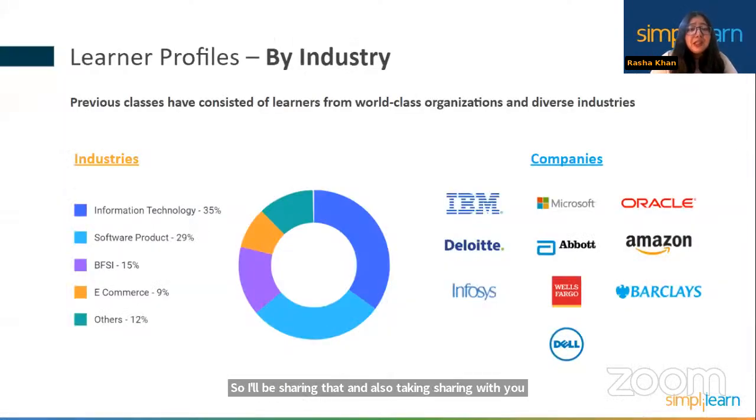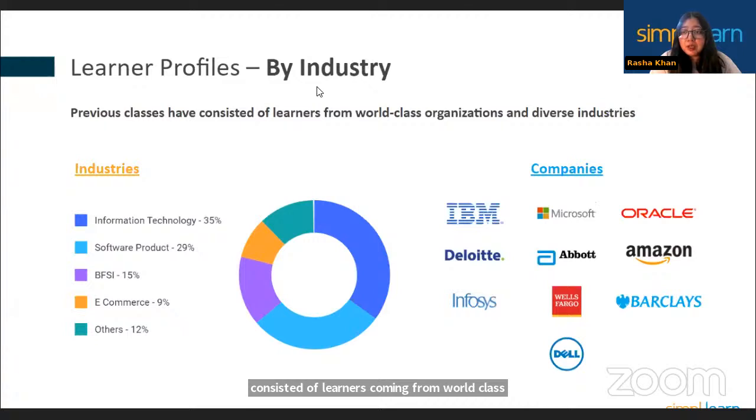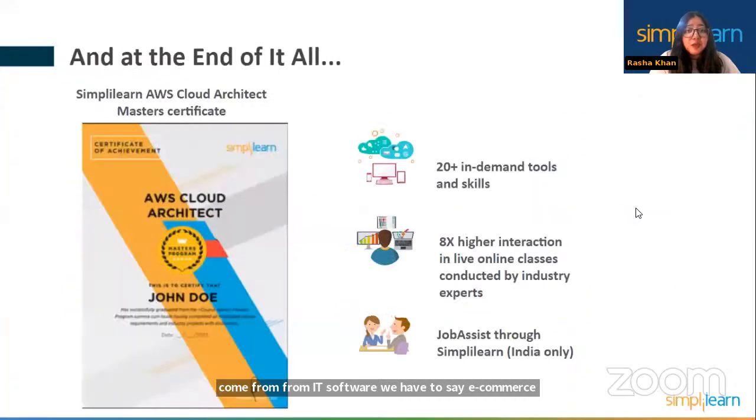So quickly sharing the learner outcomes. What are the learners saying? The previous classes have consisted of learners coming from world-class organizations like IBM, Microsoft, Oracle, and from industries like IT, software, BFSI, e-commerce, which Dr. Purshottam has already commented on regarding the industries you can join from. There is no such barrier there.